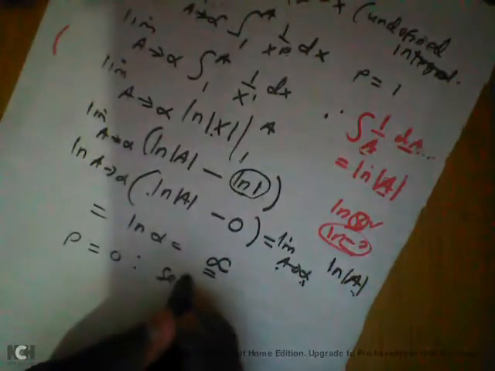So we see now, when p equals 1, the series diverges.